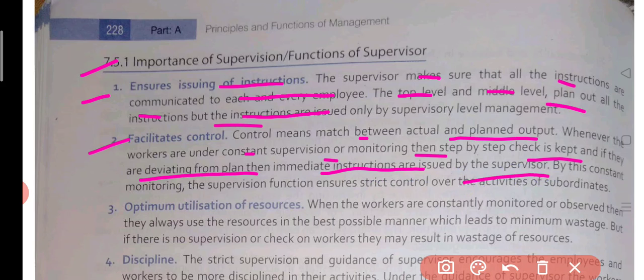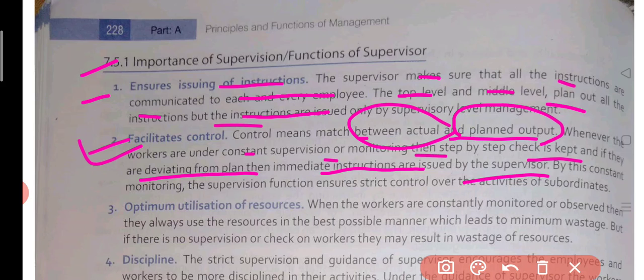See what is happening here. When we talk about control, it can be done by direction. What is control? Already we have a planned output. Suppose we have planned to produce 100 cars. Now the actual output is what? Only 80 cars we have produced. 20 fewer cars you have produced.